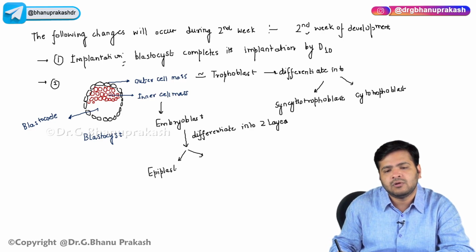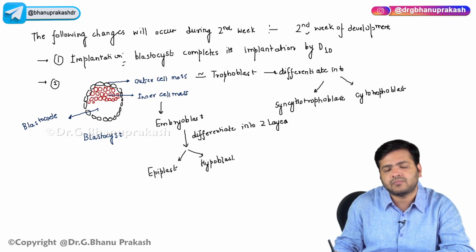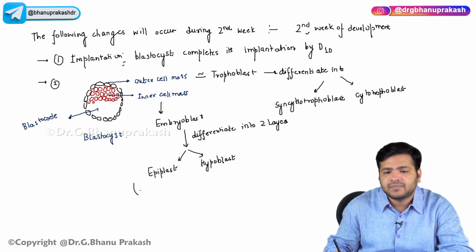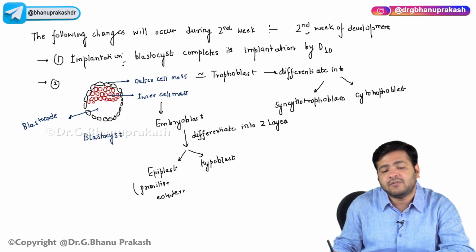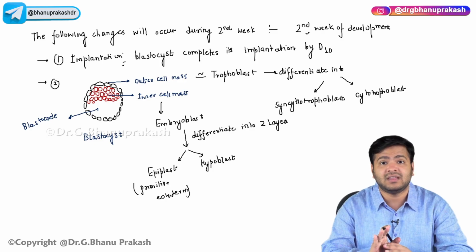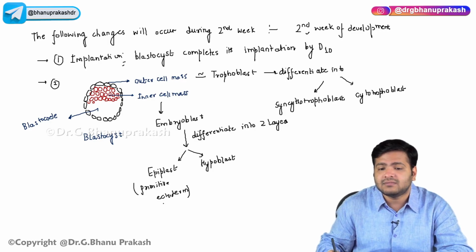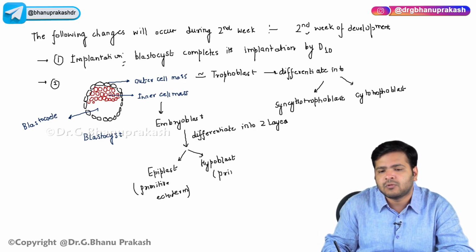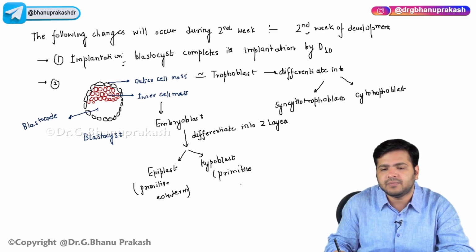Remember that these two layers are the epiblast and the hypoblast. The epiblast is called the primitive ectoderm. It will form the ectoderm in the future. In the second week, no ectoderm is there. It is the primitive ectoderm, which is called the epiblast. Apart from that, the hypoblast will be called the primitive endoderm.